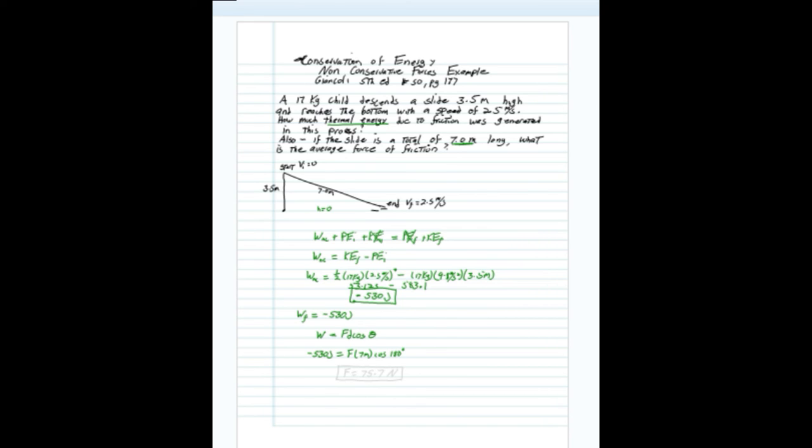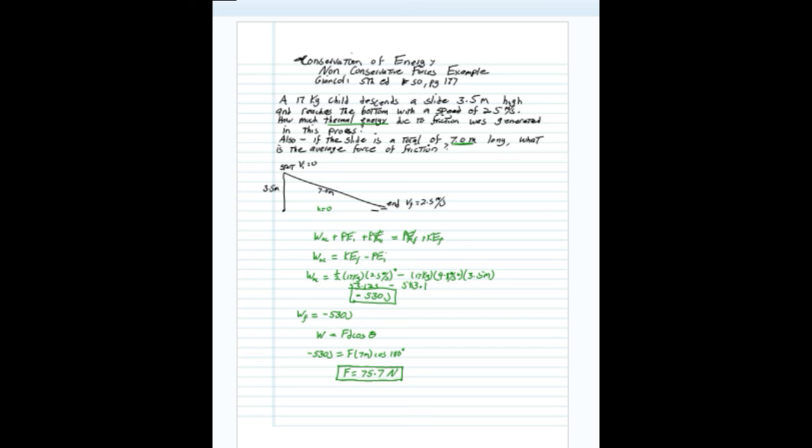Keep in mind cosine of 180 is negative 1, so I can divide both sides by a negative and get rid of that, and divide both sides by 7. So 530 divided by 7 gives me an average friction force of about 75.7 newtons of force. So first I found how much work was done by friction, and then I solved for what was the actual force of friction.